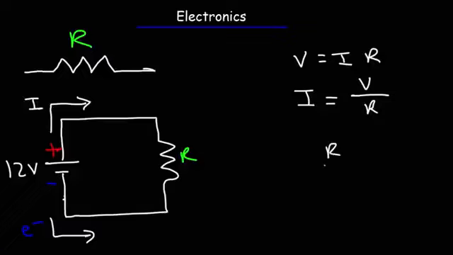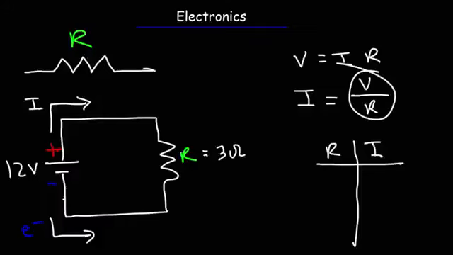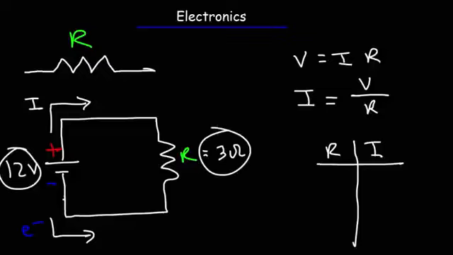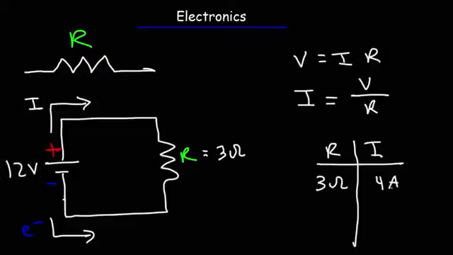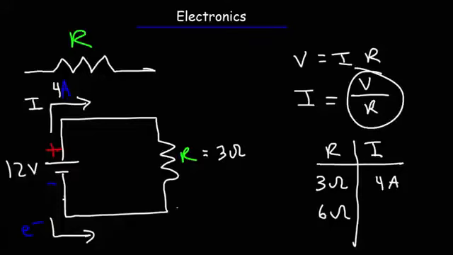But now let's make a table that shows the relationship between resistance and current. Let's say the resistance is 3 ohms. Using this formula, if we take 12 volts divided by 3 ohms, we're going to get a current of 4 amps. Now, what if we increase the resistance, let's say from 3 ohms to 6 ohms? What's going to be the current? Well, using the same formula, if we divide 12 volts by 6 ohms, we're going to get 2 amps.